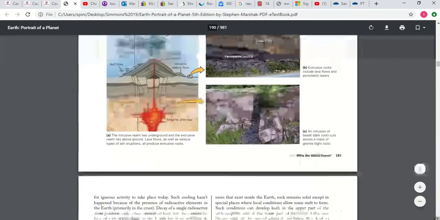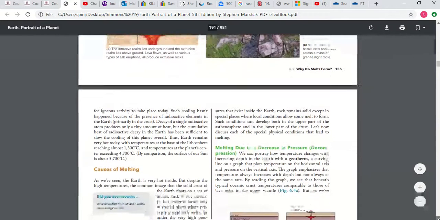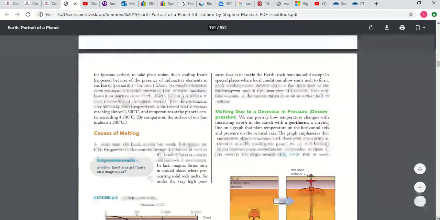And then a lot of times we see these things called dikes, and basalt is another form of an extrusive frozen igneous rock that forms in these cracks and stuff in other kinds of bedrock. So they will form these, what we call dikes, inside rock, and they'll get exposed too with erosion and that sort of thing. So the causes of melting, again, we've kind of gone into it.